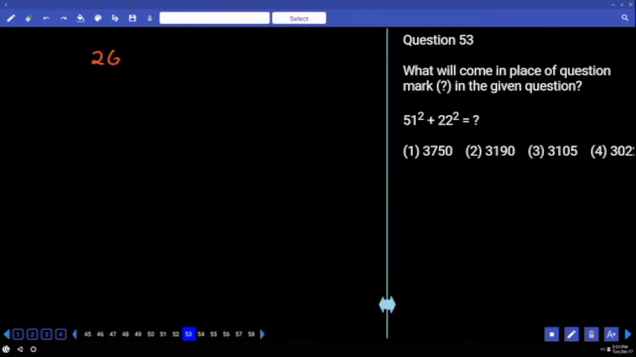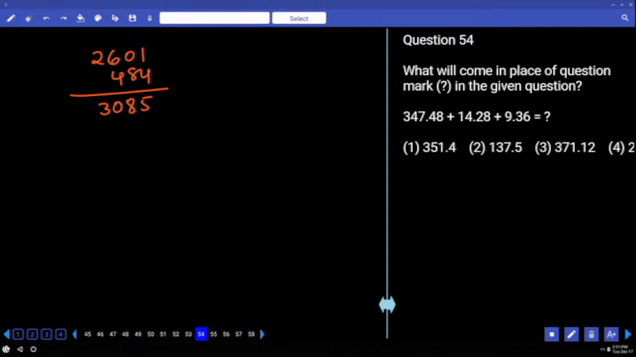51 square, 2601. 22 square, 3085. ఆన్సర్ ఏంటమ్మా, 3085. లాస్ట్ డెసిమల్ సైడ్ చేద్దాం. 0.48, 0.28. 76 అనుకోండి. 76, 36, 112 అంటే ఆన్సర్ ఎన్స్ విత్ 0.12. ఏ ఆప్షన్? థర్డ్ ఆప్షన్. 0.12తో ఎండ్ అవ్వాలి. థర్డ్ ఆప్షన్.